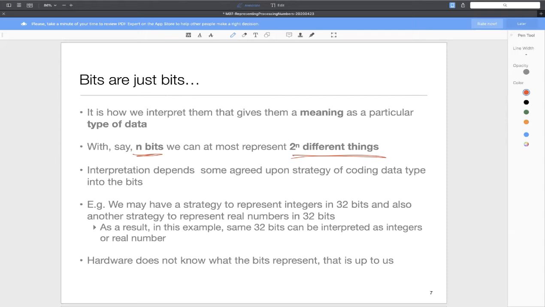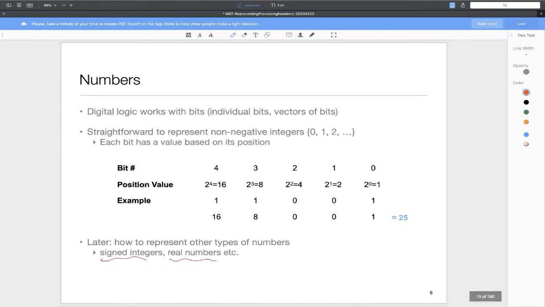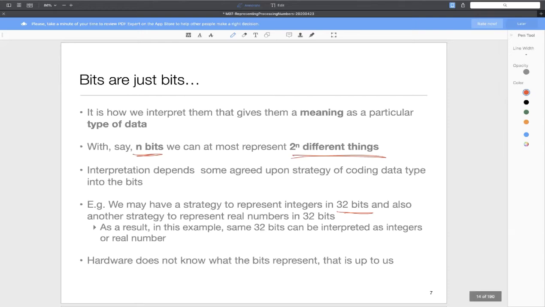So for example, let's say I have 32 bits and I want to represent integers. Then there could be many different strategies. The strategy I described here is just one of them, right? There could possibly be other ways of representing numbers in those 32 bits, including one-hot coding, which would be very inefficient because I can only represent 32 numbers in it.